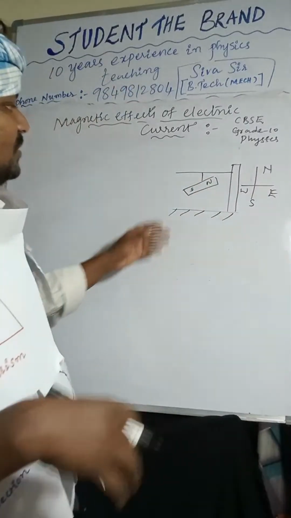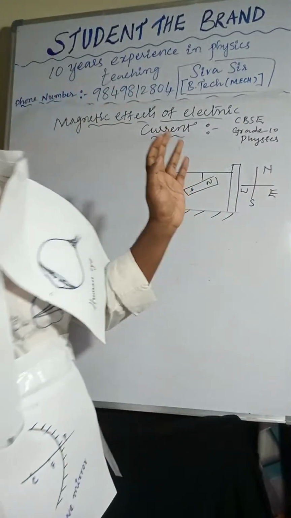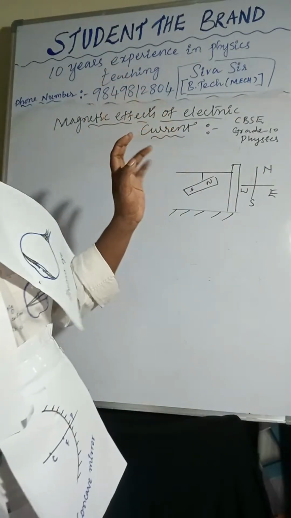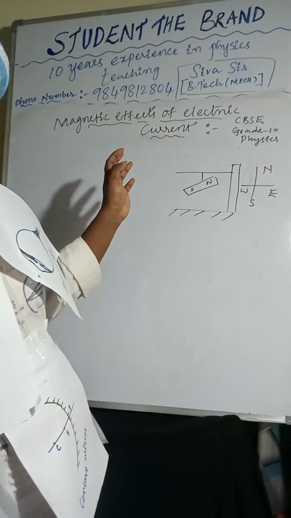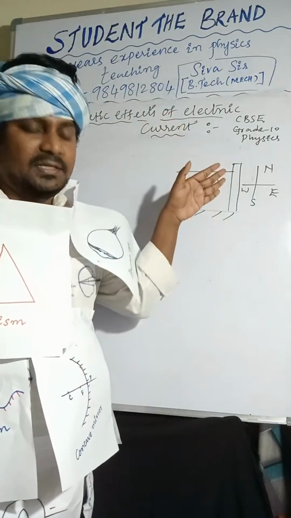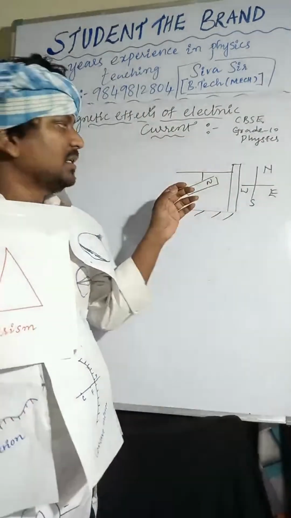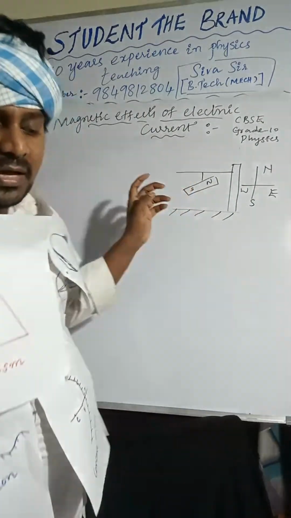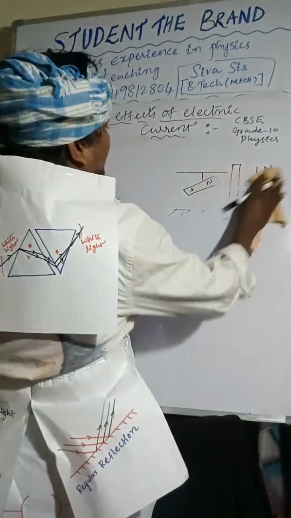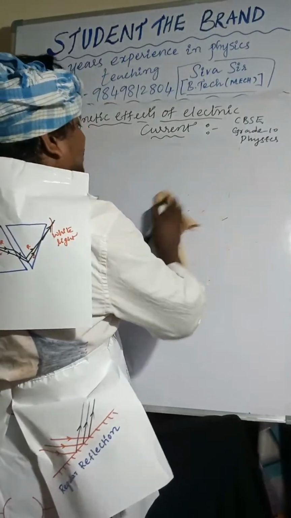It won't show exactly vertical. With inclination it will be showing somewhat like this. Exactly, it won't show 100% vertical. So it shows with inclination, right? Yes. So that is about it: if you suspend the magnet, it always shows the north and south direction.